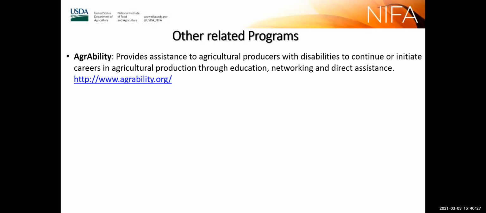The best way to find out more about this program, and you really need to do this, is to look at the website listed here. That is the website developed by the National AgrAbility Program. It also gives you contacts and links to the projects that are funded at states and regions. So you're going to want to check that if you're in one of those states or regions.